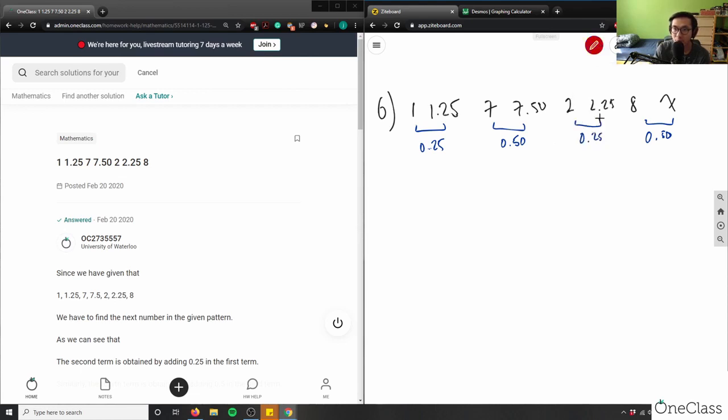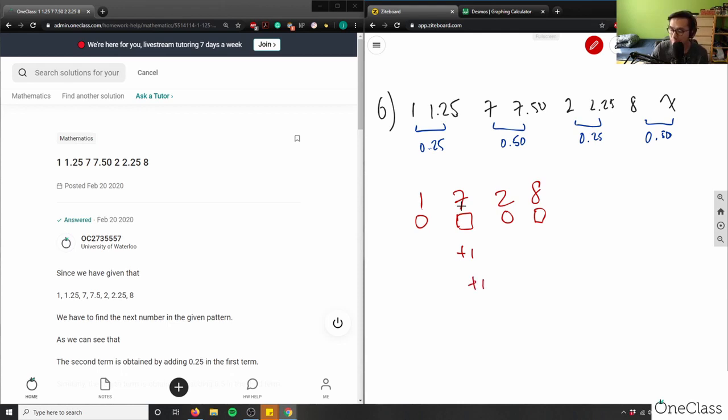0.25, 0.50, 0.25, 0.50. So these two are the patterns for these two. And let's look at, I'll do this in red, the pattern of the whole numbers here. So I have 1, 7, 2, and 8, right? If I look at the difference between this number and this number, it's simply +1, right? And then between this number and this number, this here is +1 as well.